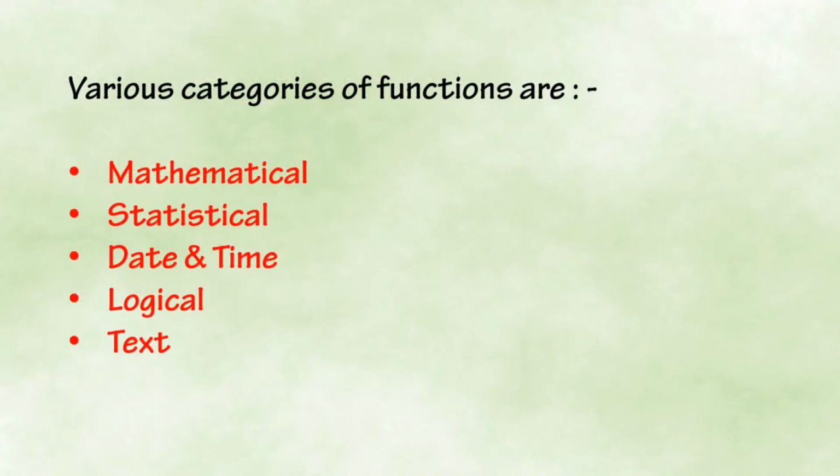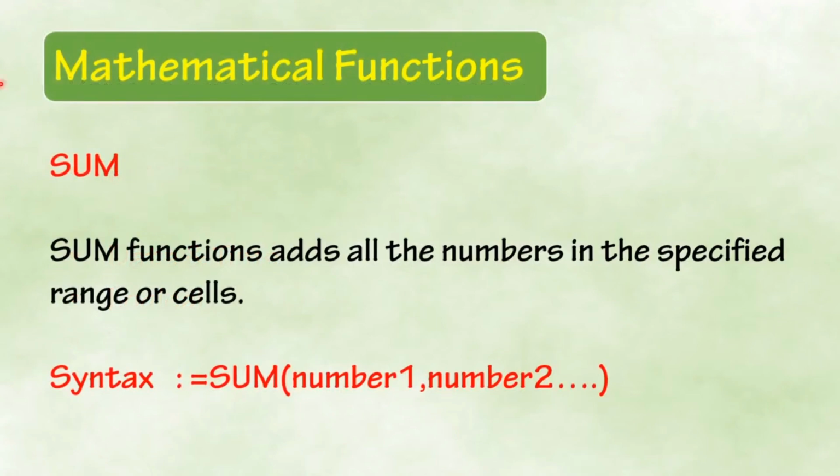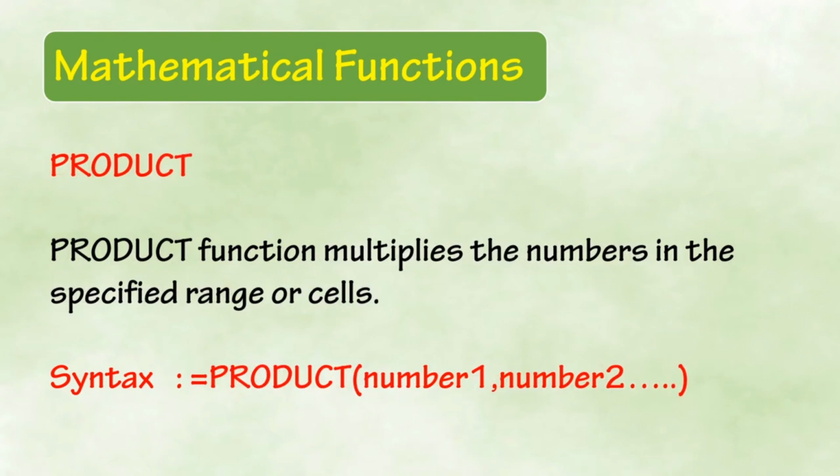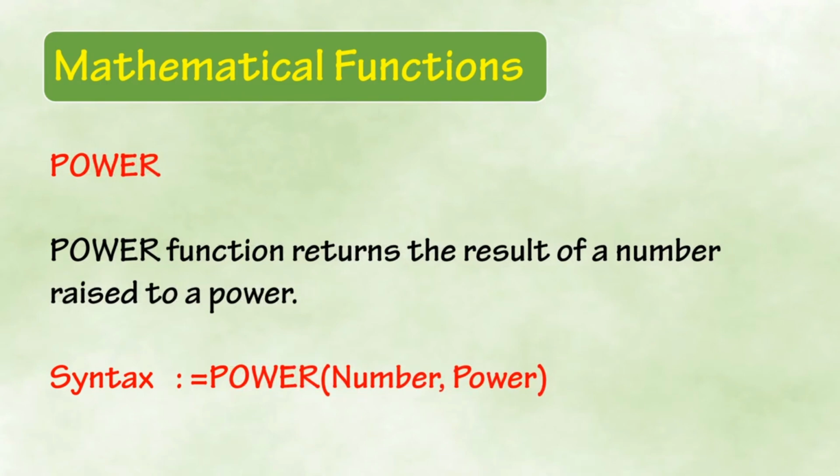Various categories of functions are mathematical, statistical, date and time, logical, text. Mathematical functions. We can start with sum. Sum function adds all the numbers in a specified range or cells. And here you can see the syntax for sum function. Next is product. Product function multiplies the numbers in the specified range or cells. Power. Power function returns the result of a number raised to a power.